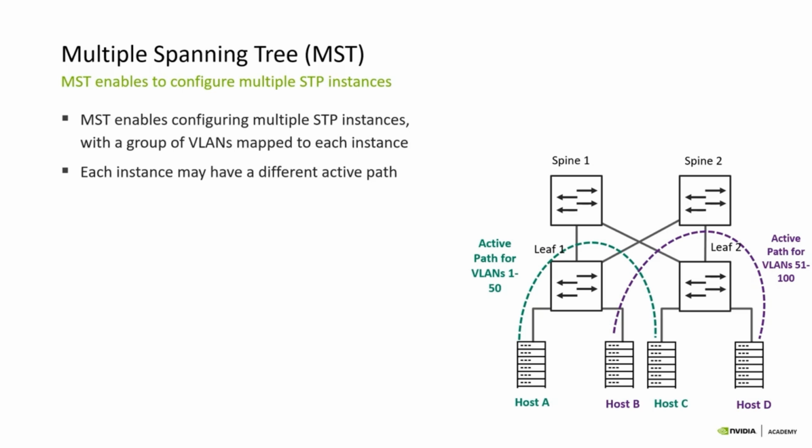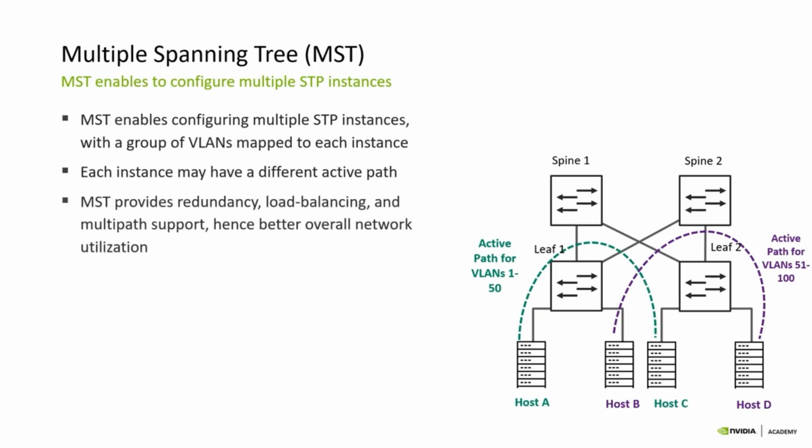When hosts A and C in VLAN 2 communicate, the traffic will take the green path via spine 1, but when hosts B and D in VLAN 68 communicate, the traffic will take the purple path via spine 2. In this way, we achieve load balancing and multipath support, hence better overall network utilization. Sounds awesome, but in practice, as the network scales, it becomes very difficult to manage multiple MST instances.